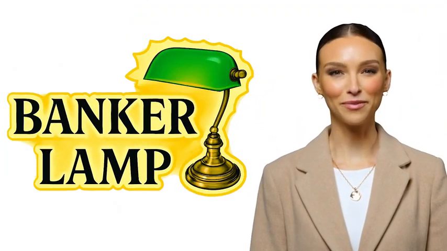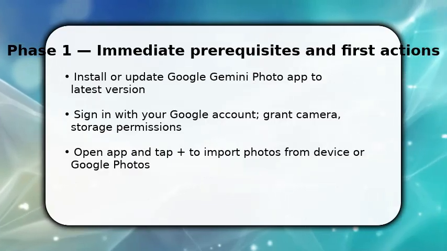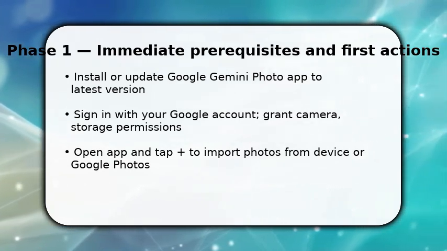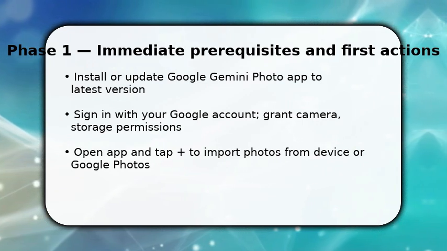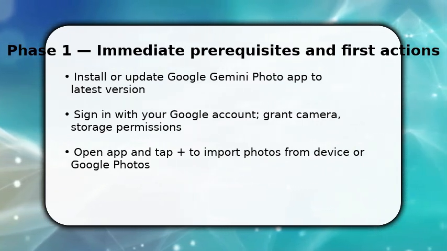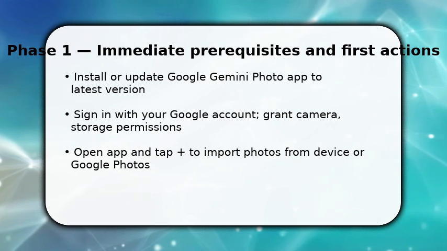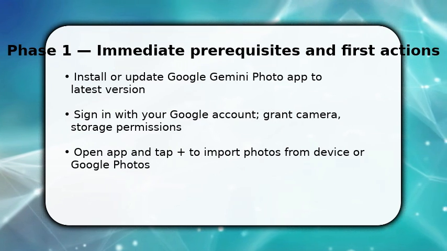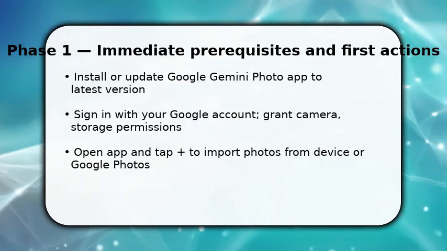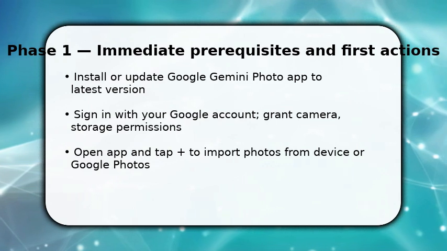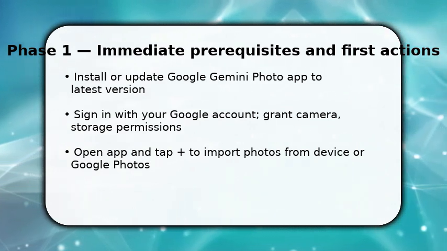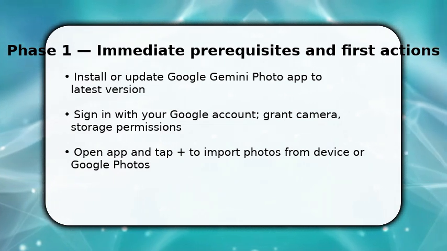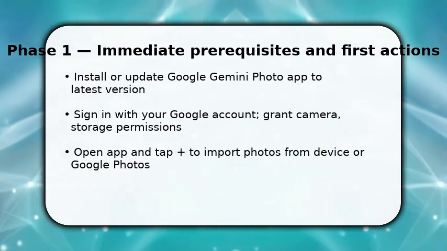Please enjoy the video. You begin by opening Google Gemini Photo and importing images. This is where you gain control quickly. Once your account is signed in, grant camera and storage permissions so the app can analyze and save edits. Tap the plus icon to choose a folder or pick individual photos from your library. You do not need to configure advanced settings yet, just import the images you want to edit. Make sure the originals are backed up before you proceed, so changes are reversible.